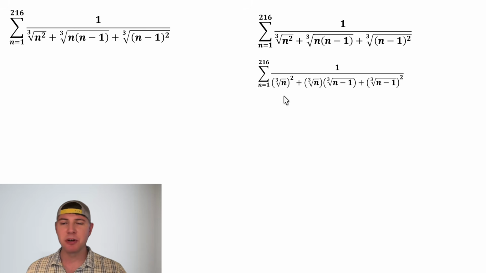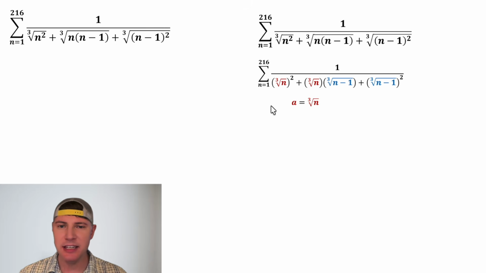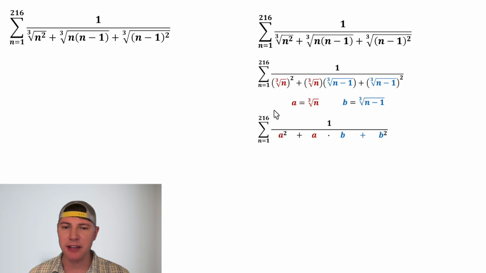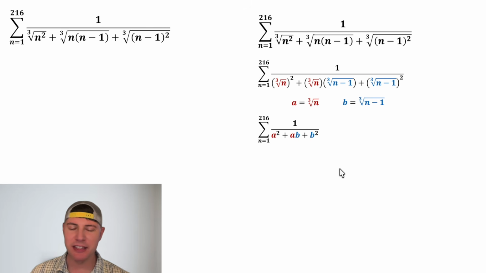Now inside of these parentheses, we have 2 of the cube roots of n and 2 of the cube roots of n minus 1. Let's simplify this with some substitution. Let's let a equal the cube root of n, and let's let b equal the cube root of the quantity n minus 1. Now using the substitution, we can rewrite this as 1 over a squared plus a times b plus b squared. Let's smush everything together and look at our clean version now.